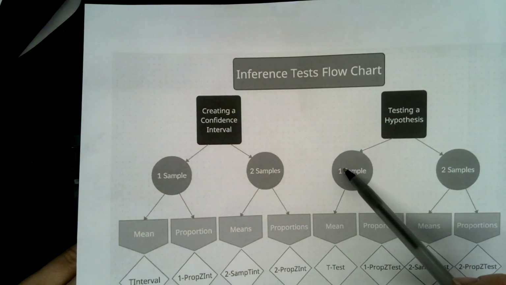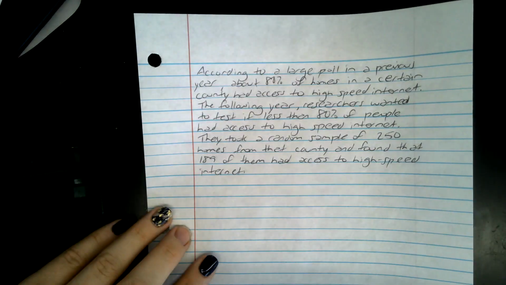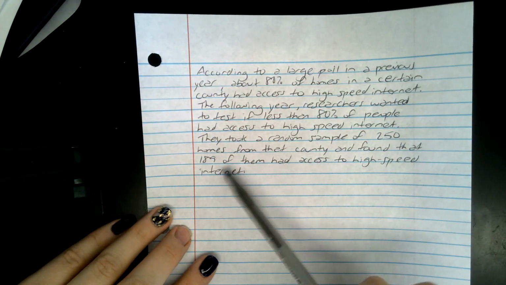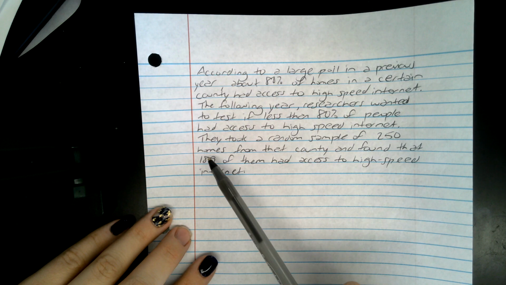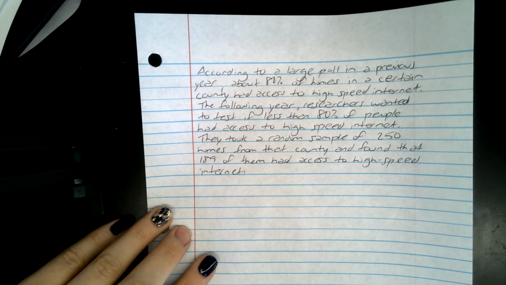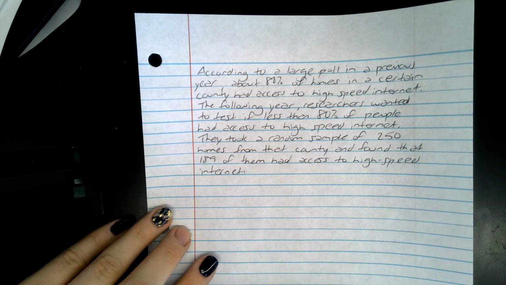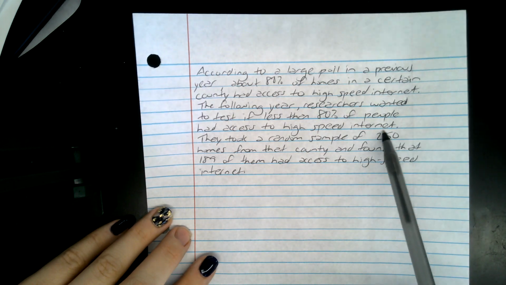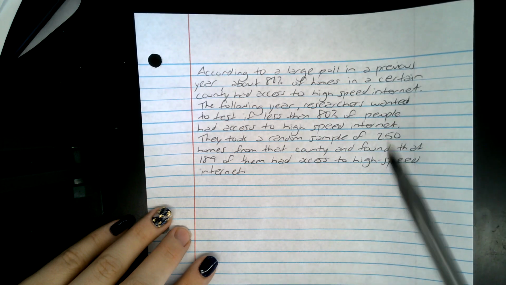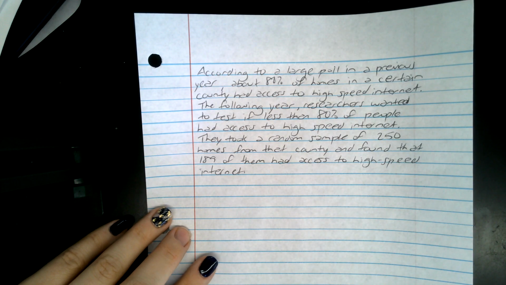And now we need to know, is it one sample or two samples? There's only one sample that's mentioned here. They took a random sample of 250 homes. So there's just one sample. Do not be confused by this 189. That is the proportion of success that is taken from that sample. There's only one sample here that was taken. There's no other group of homes that we are comparing. So this is a one proportion hypothesis test.